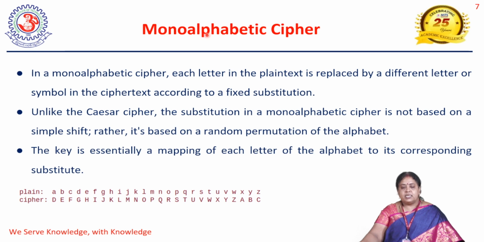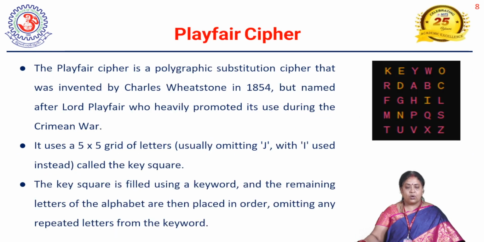One letter is replaced, substituted by another letter or another alphabet or another symbol, that we call a monoalphabetic cipher. Okay, then we go for the next one, that is called the Playfair cipher. Playfair cipher is also one substitution technique, and it is a polygraphic substitution. Polygraphic means what, we will tell in the example.